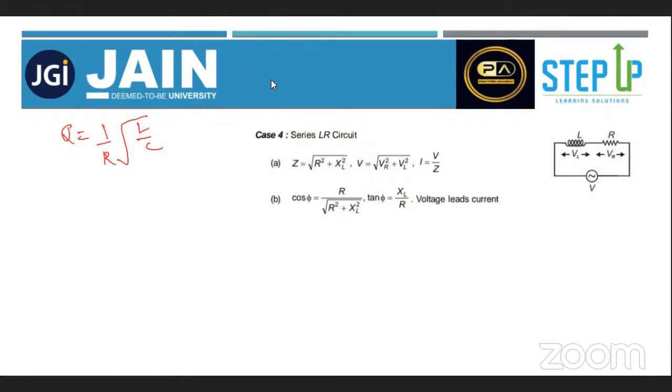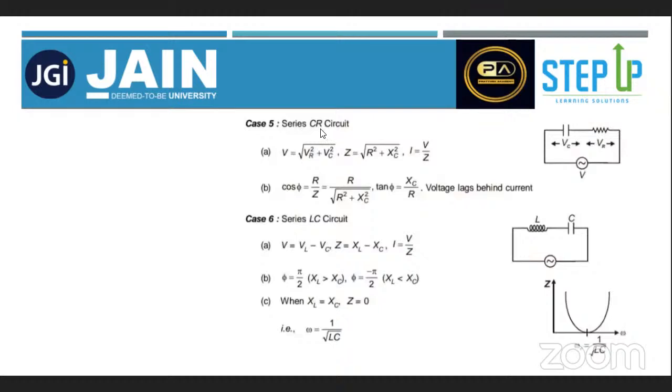Next is the series LR circuit. The formula for this is written here. You can see Z is equal to root of R square plus XL square. We don't have any capacitance here, so we are not including capacitance. In the case of a CR circuit, only capacitance and resistance are there. You don't have an inductor in that. For that case, the formula will become VR square plus VC square, because the VL square term will become 0. So that's why the impedance also will become R square plus XC square.